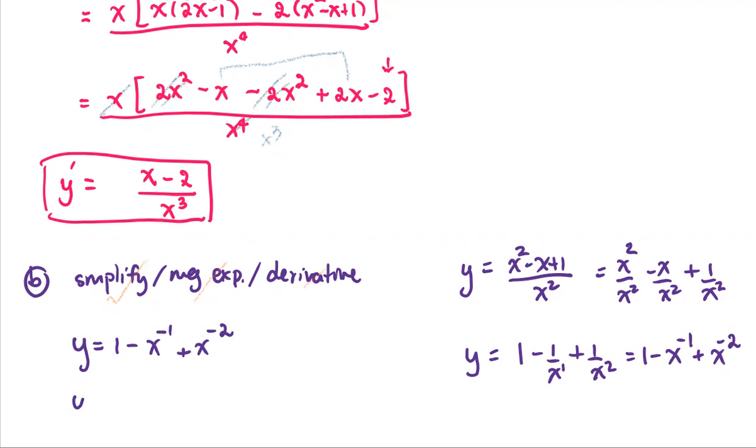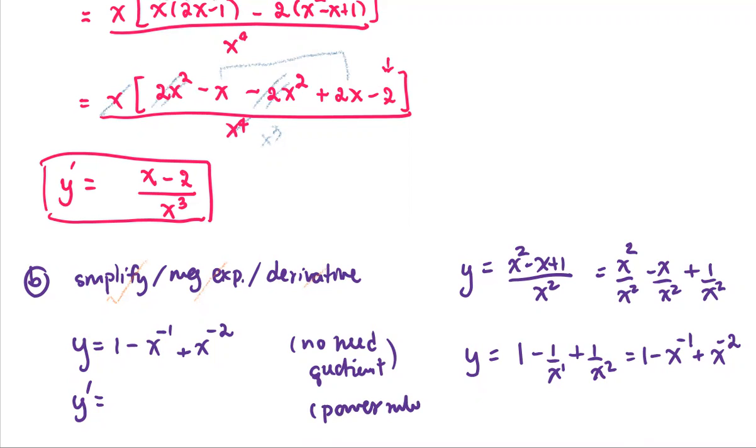So we're going to work on finding y prime. In this case, we don't need the quotient rule because we don't have the quotient form that we can apply the quotient rule to find the derivative. We're going to need the power rule, because we see 3 terms and each term is in power form.